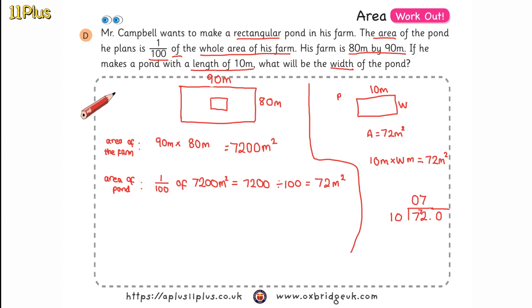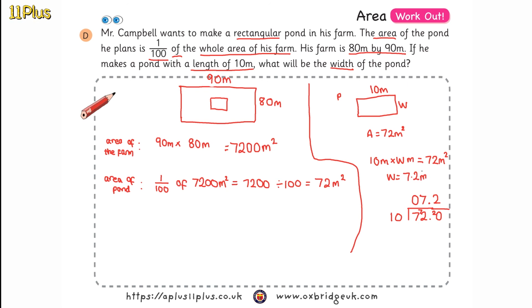And remember, we had the remainder 2 from earlier, we carry it over. But don't forget to add the decimal point. Think about how many 10s go into 20, that's just 2. That tells us our W, our width, is going to be 7.2 meters.